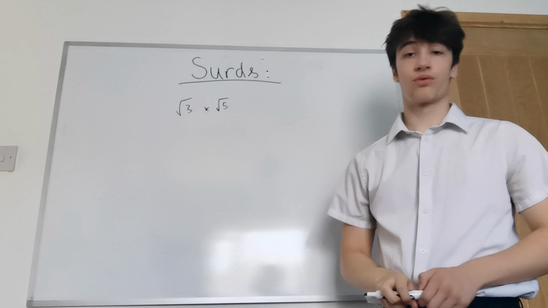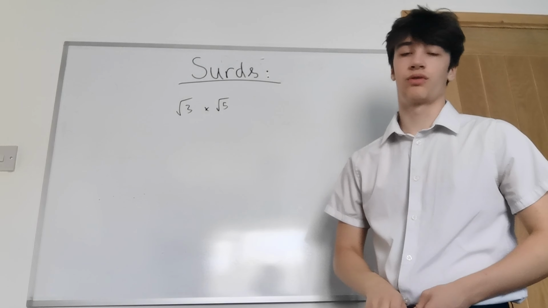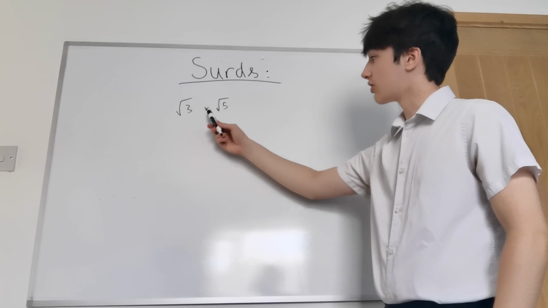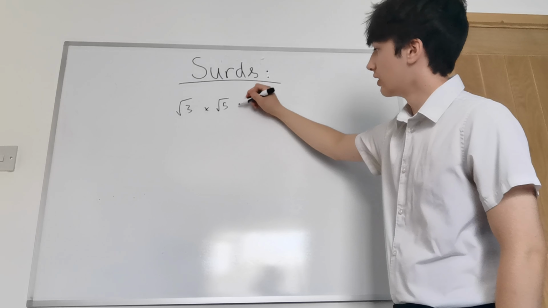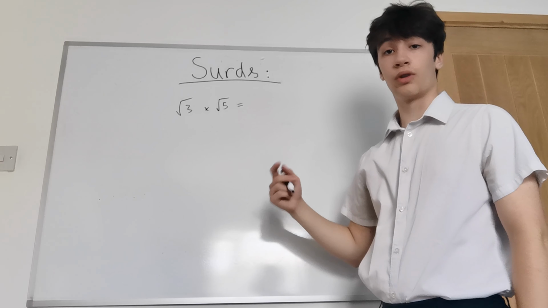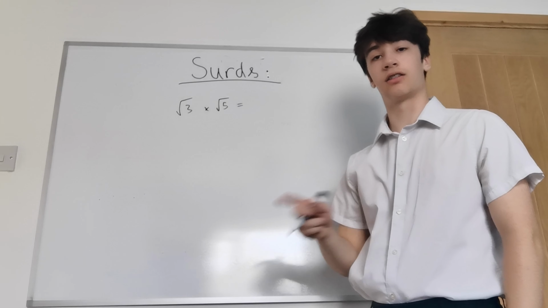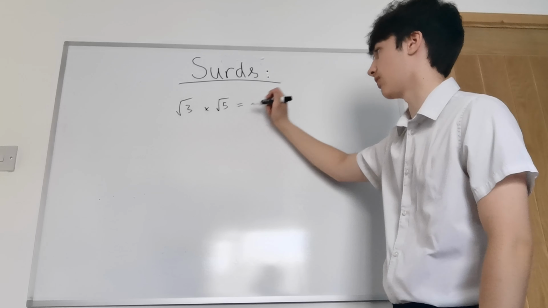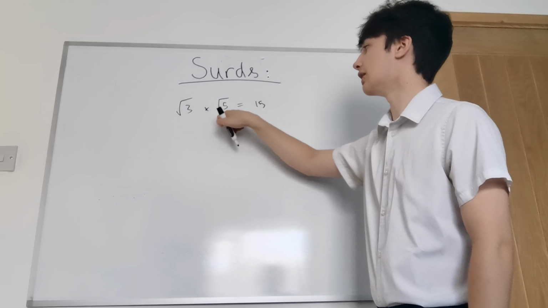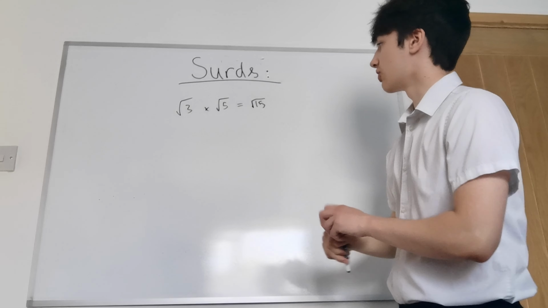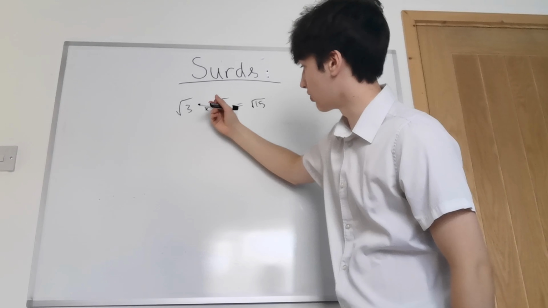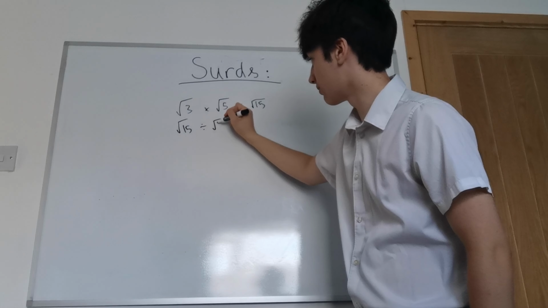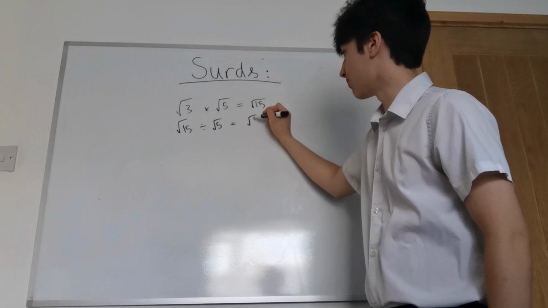Okay, on to our next rule, which is multiplying with surds. So we have root 3 times root 5. Now, with surds, you can multiply and divide them. So it's just the same as doing 3 times 5, 15, and then you keep the root sign. I can also do the inverse of this to show division. So root 15 divided by root 5 equals root 3.